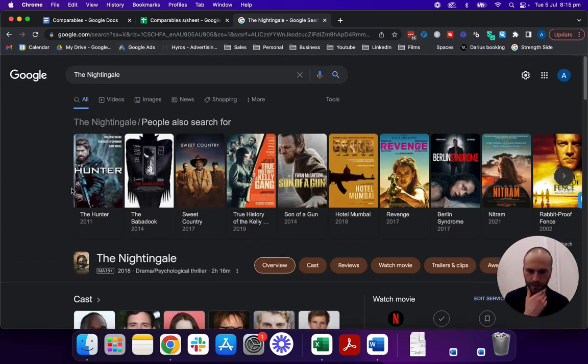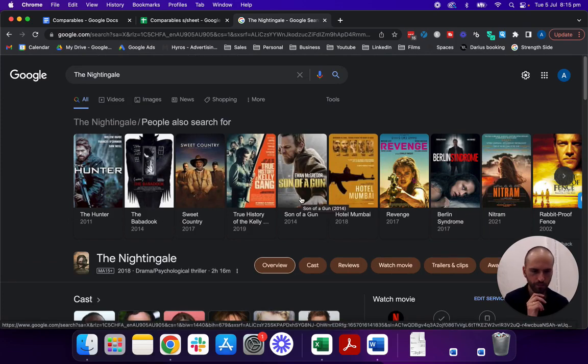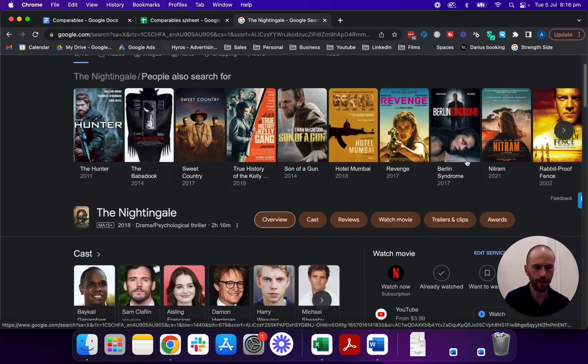Alright, so now we've got a bunch more Australian films that have come up. And so what I'm going to do is basically just keep working through this until I find them. So I'll do one more just to give you an idea, and then that should give you enough. But one thing that is really important to keep in mind is that finding comparables takes time. Sometimes it can take hours to get right.